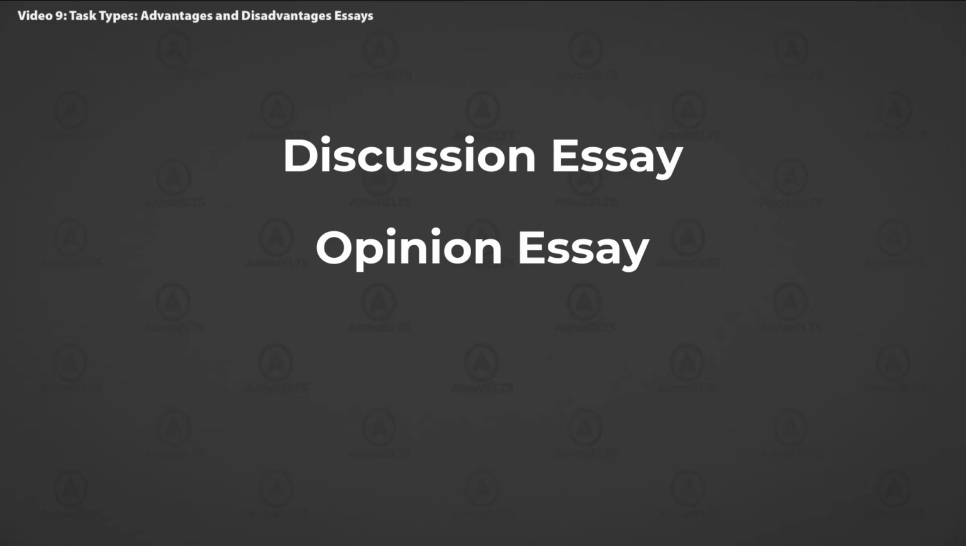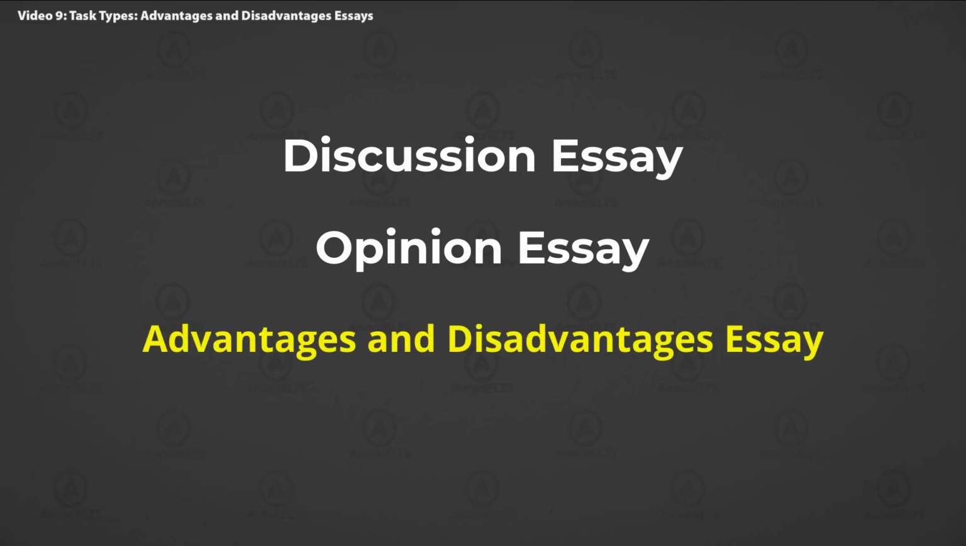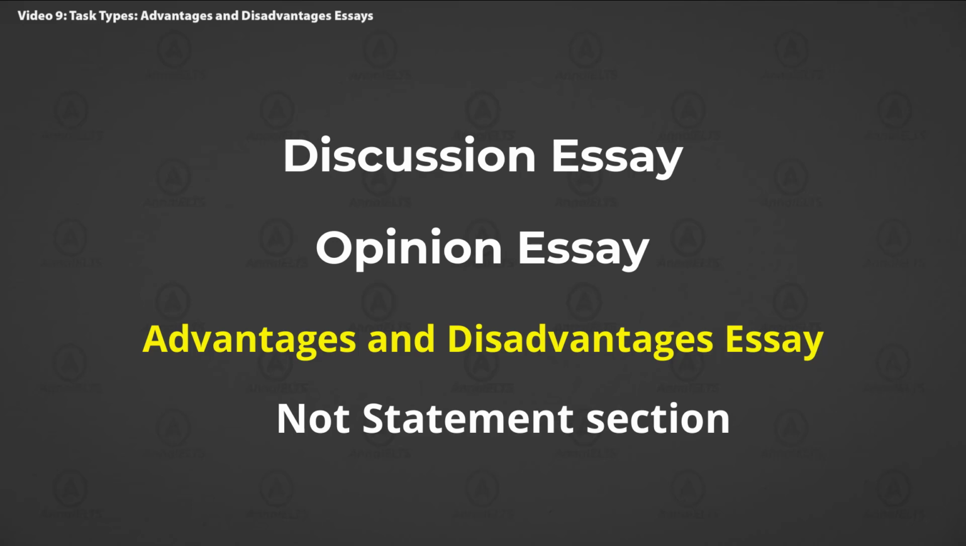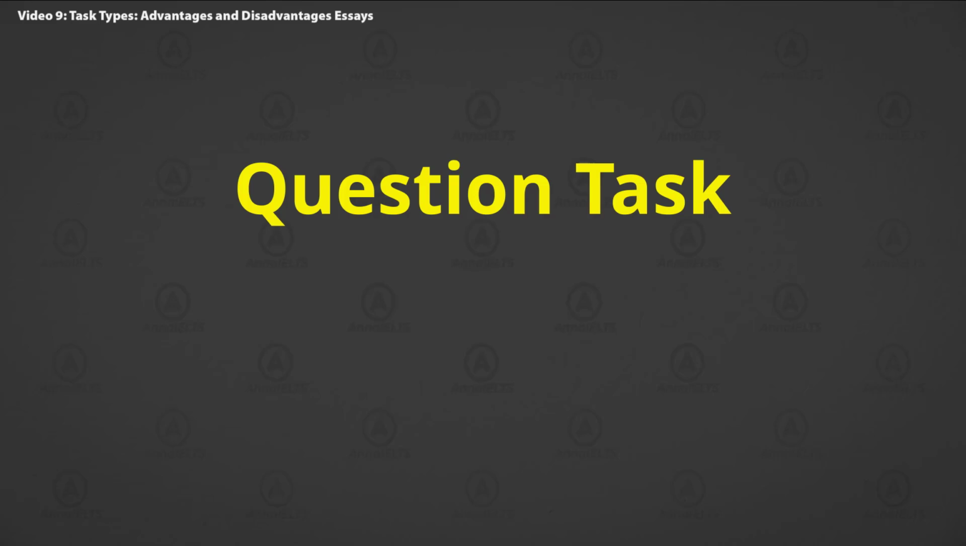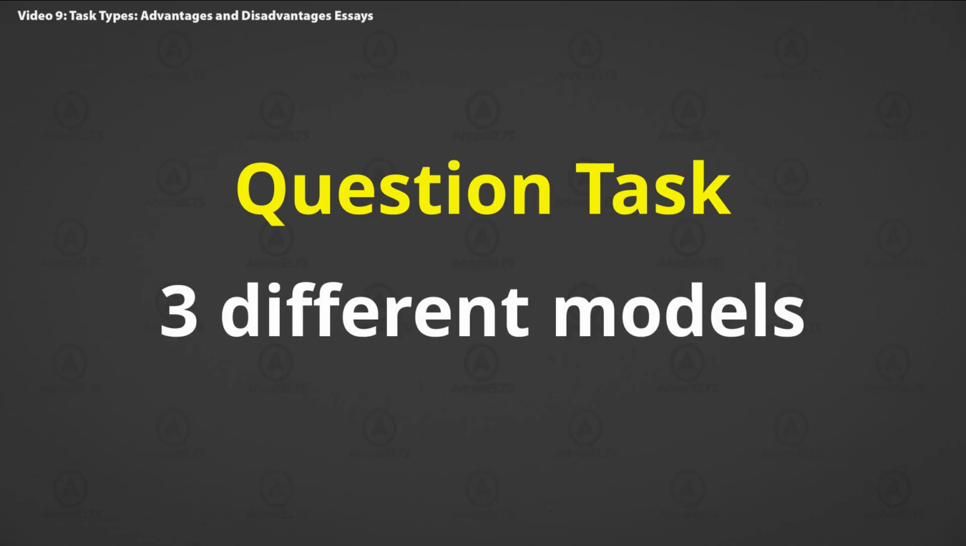Similar to the two previous question types, I mean discussion essay and opinion essay, advantages and disadvantages essay also includes 3 different parts. However, in contrast to the two previous types, the statement section is not the place to look and find these 3 different forms. We have to look to the question task and identify 3 different types of advantages and disadvantages questions. So, by examining the question task, we defined 3 different models of these questions.